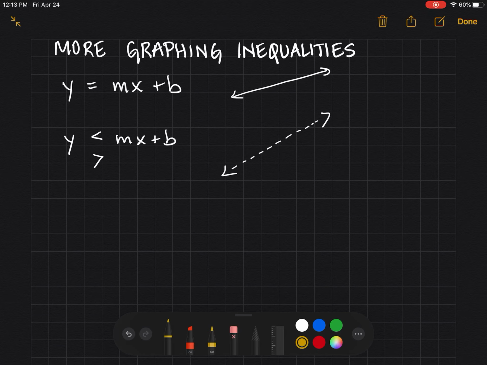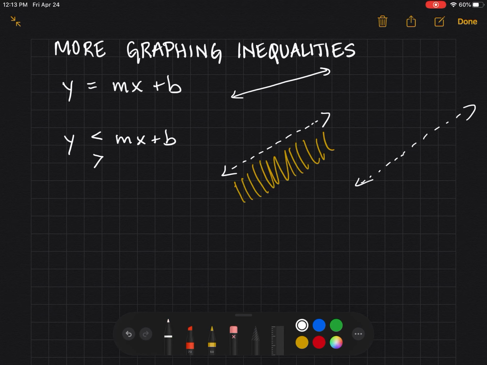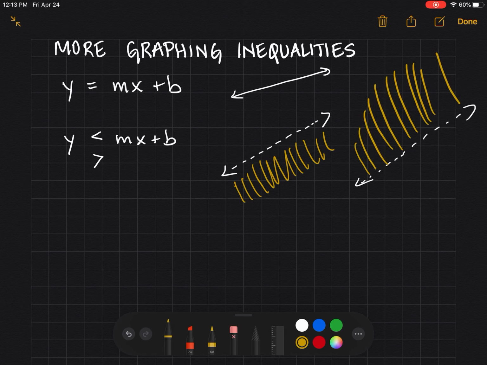It was either the points down here, and we shaded, or it was a line and we shaded up above, if it was greater than. So this is greater than, and this is less than. So today we are going to look at what if it's less than or equal to, or greater than or equal to mx plus b.